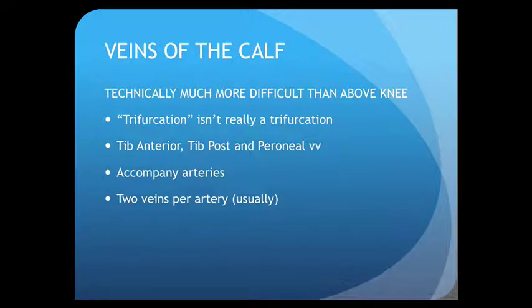Now I'm going to mention very quickly about scanning the calf, only to say that this is technically much more difficult than looking at the veins more proximally. And even though we use the term above knee DVT, we actually include the popliteal vein, so down to the distal popliteal vein, which is actually just below the knee. As I mentioned, the trifurcation isn't really a trifurcation. There are 6 veins, they are much smaller, they're often quite difficult to image. And so technically this takes a lot more skill and a lot more time.